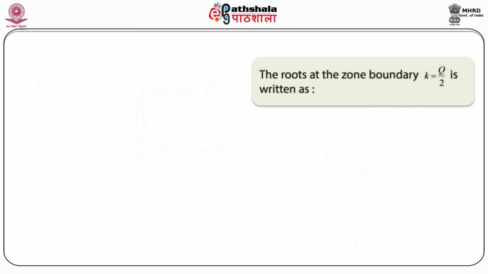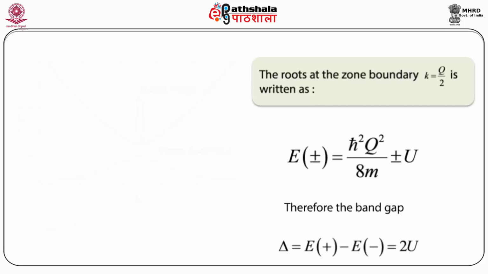Under such circumstances, the two roots, E_k+ and E_k-, that we found reduce to ħ²Q²/8m ± U. So you have E+ as ħ²Q²/8m + U, and E- is equal to ħ²Q²/8m - U. And now if you subtract these two, that is E+ minus E-, you will get 2U, which is nothing but the band gap. That is the gap that exists between E+ and E-.